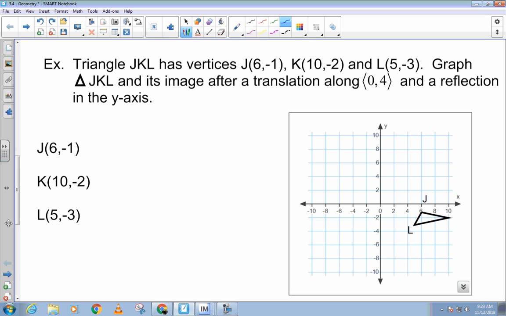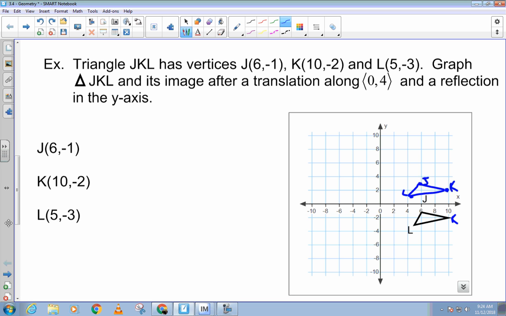Okay, so I'm going to go up 4. 1, 2, 3, 4. There's going to be my J. Up 1, 2, 3, 4. There's the L. And K. Up 1, 2, 3, 4. Okay, so there's the translation.